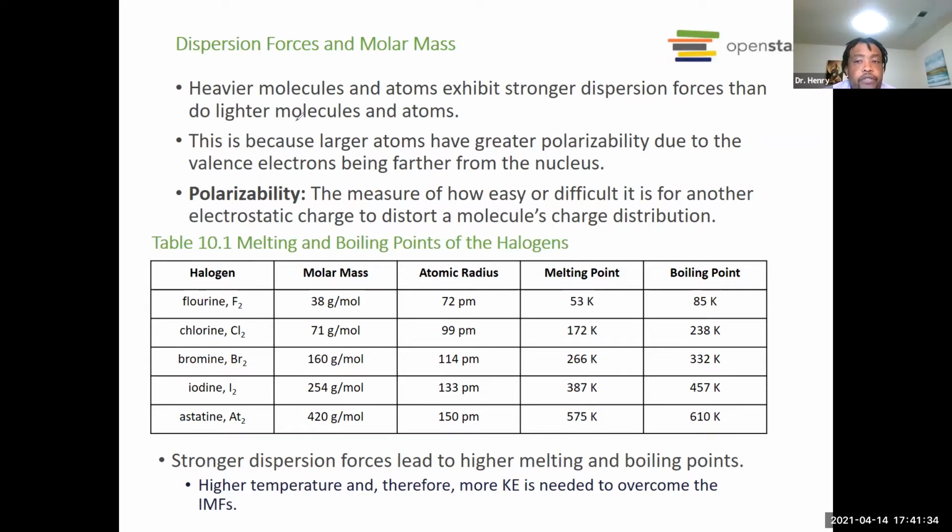So let's say we have something that weighs exactly the same. Let's say we're looking at isomers of pentane. Pentane is C5H12.